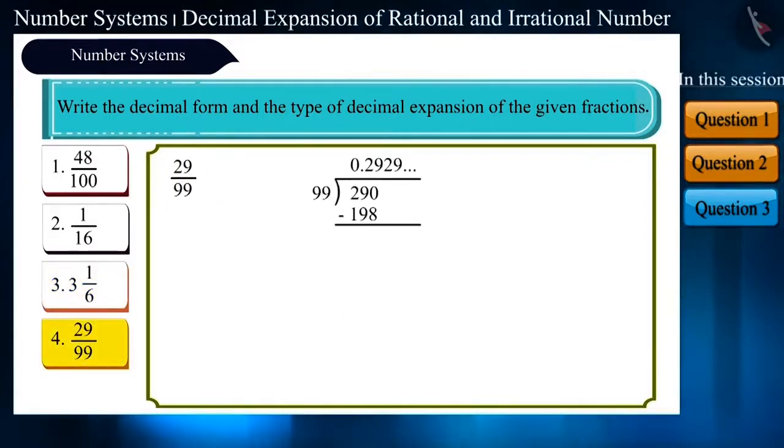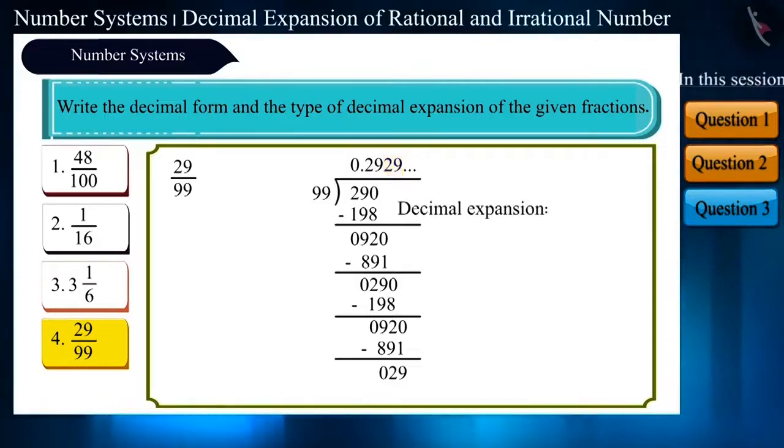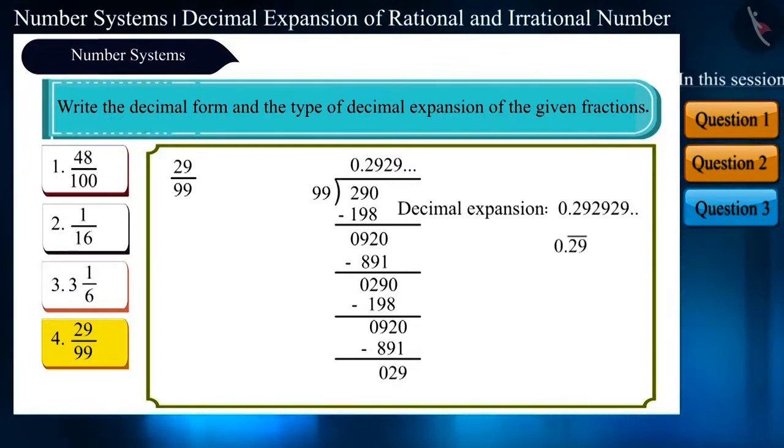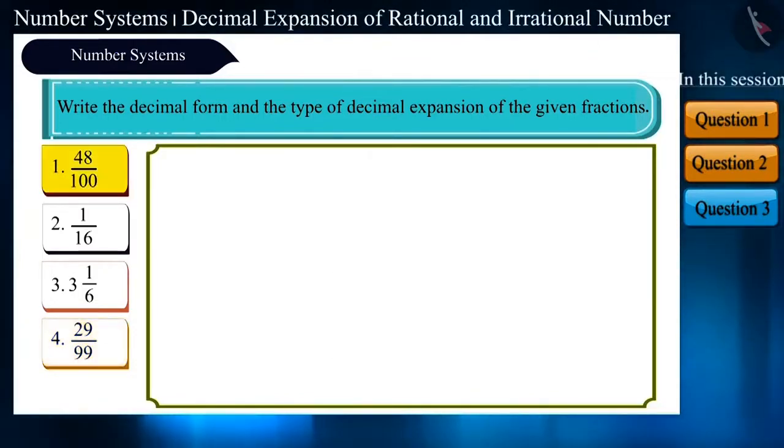Friends, let's look at the next fraction 29 by 99. If we solve this, we realize that the remainder is not 0. In the quotient, 2 and 9 keep repeating themselves, and the decimal expansion is 0.292929. We can also write this as 0.29 bar. Friends, upon looking at it, you can easily say that this expansion is also non-terminating, recurring.